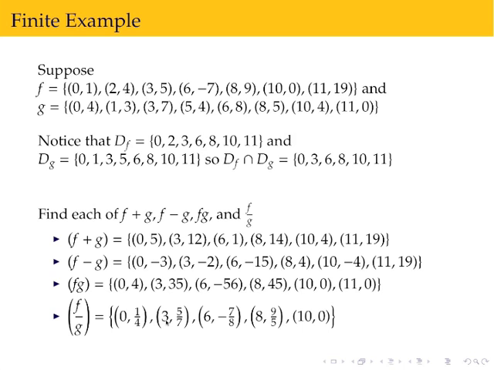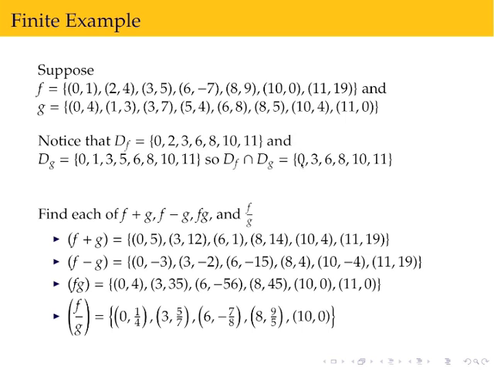When the x coordinate is 3, we look up here and take 5 divided by 7, which is 5/7. When the x coordinate is 6, we take negative 7 divided by 8, which is negative 7/8. When the x coordinate is 8, we take 9 divided by 5 and get 9/5. When the x coordinate is 10, we take 0 divided by 4 and get 0.